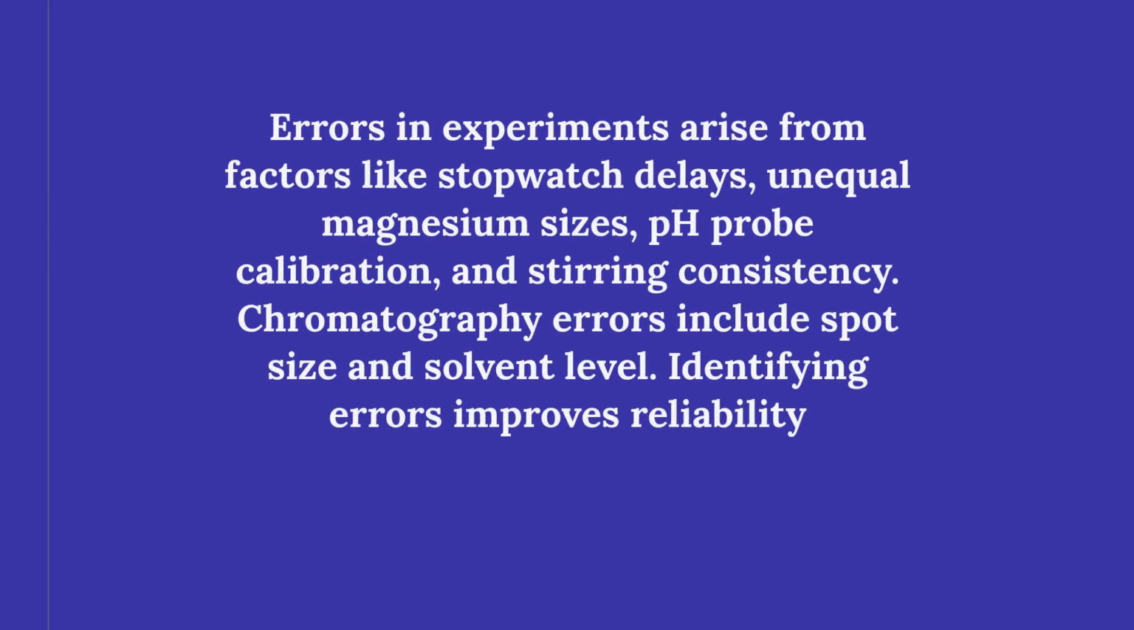Errors in experiments can arise from various factors. Stopwatch delays and unequal magnesium sizes affected reaction rates. pH probe calibration and stirring consistency influenced pH readings. Chromatography errors included spot size and solvent level. Identifying errors helps improve reliability.